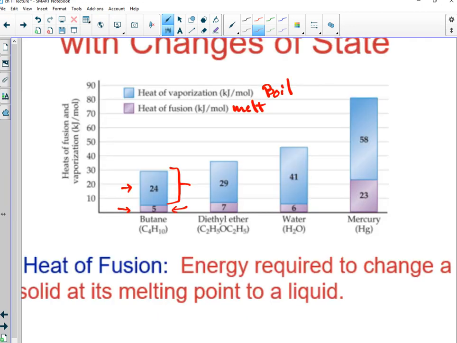Okay? So we can see it here in this graph. To make butane a liquid, it didn't take that much energy. To make butane all of a gas, it takes roughly 5 times the amount of energy it did before. Now to us, butane's already a gas, but like we're saying, from where it wasn't. All right? Diethyl ether. This is the stuff you spray in your car engine to make it start, if anyone ever has done that. 7 and 29. Water, 6 and 41. All right? Mercury, 23 and 58. Okay. It takes different amounts of energy to boil or vaporize something than it does to just melt it.